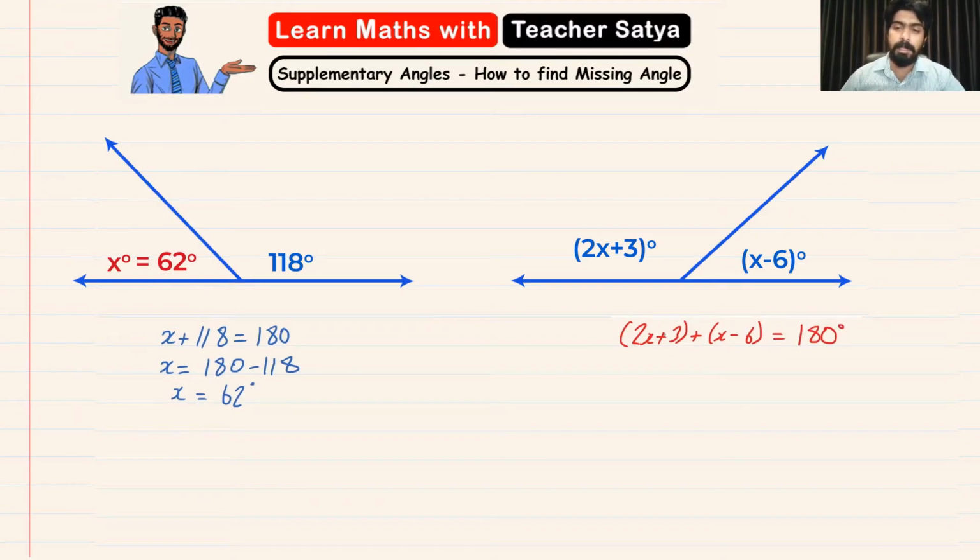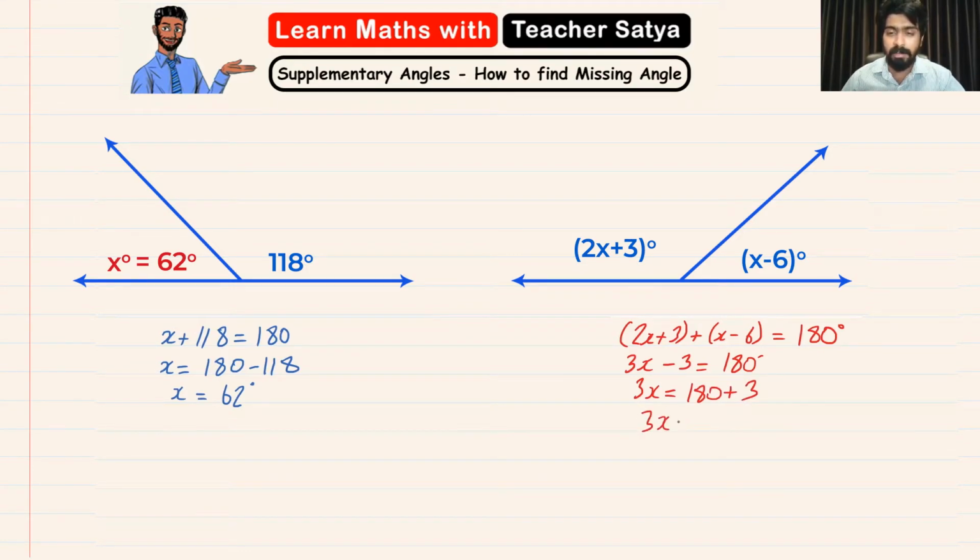Now let's add up the like terms right here. 2x plus x will give us 3x, and plus 3 minus 6 would give us negative 3, right guys? And all of this adds up to 180 degrees. Now in order to find the value of x, first of all, I'm going to transpose this 3 to the other side. So when we transpose the negative 3 to the other side, it's going to change to a positive 3, right guys?